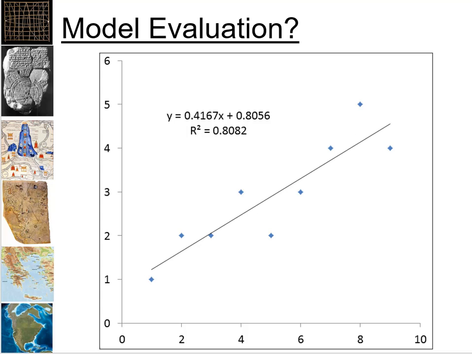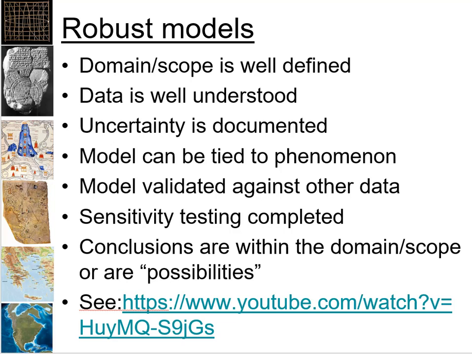Okay? So we're building models. What we're looking for is really robust models. For that, the domain or the scope is well defined. If you're predicting over 10 years of data, you don't want to say you could predict 10 years in the future or 10 years before your data. Maybe a little bit, but you got to be careful.